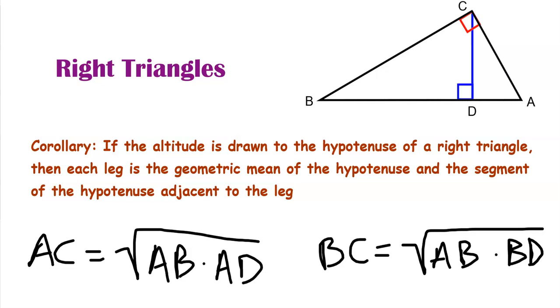So AC is the square root of AB times AD. BC is the square root of AB times BD. Go ahead, pause the video, copy all of this down on the page, come back to see an example problem as well as some practice problems for you to work on.